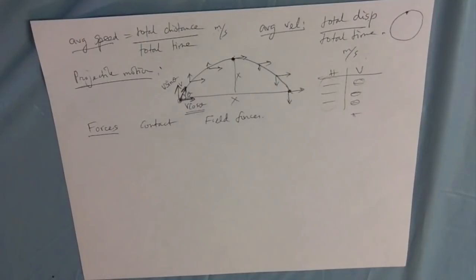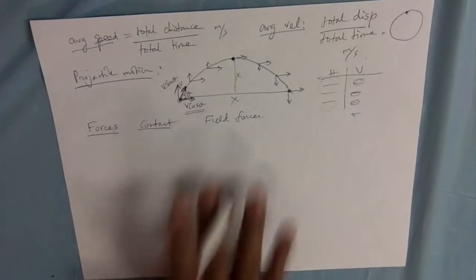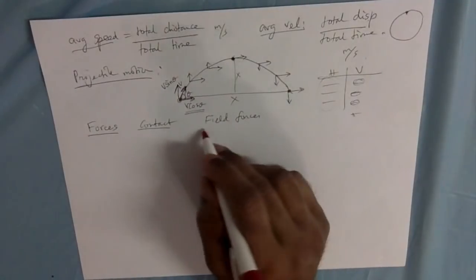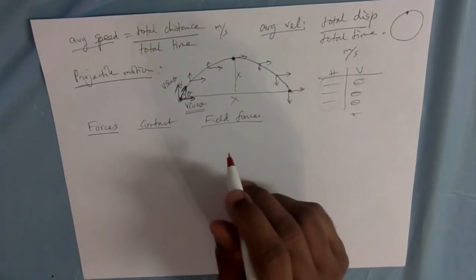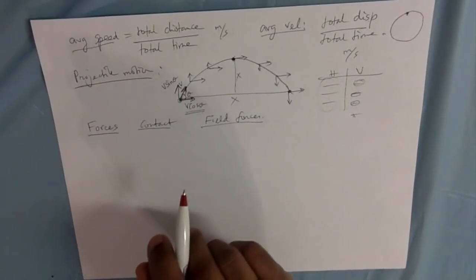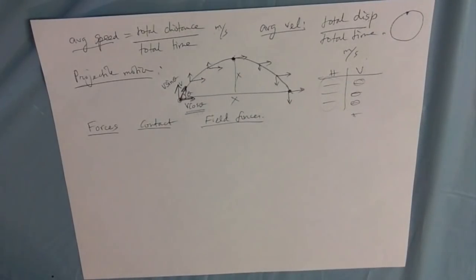Now, contact forces are forces which need the proximity of the two materials. So a normal reaction is a contact force. So when you push something physically, then that's a contact force. When I write on this paper, that's a contact force. But field forces are forces that can act from a distance, like gravitational force, nuclear force, electrostatic forces, and all those things are actually field forces. They don't require a physical contact. The other one requires a physical contact.